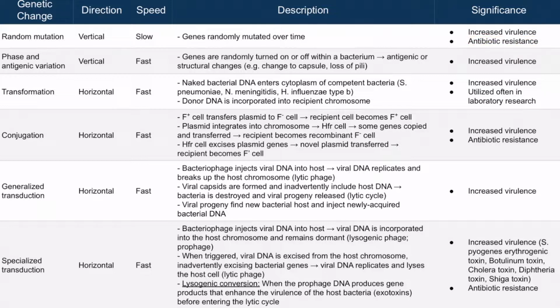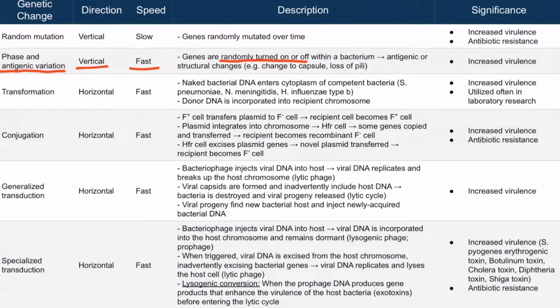Now let's talk about phase and antigenic variation. Just like random mutation, this is a vertical change in that the changes are passed on to progeny. However, unlike random mutation, phase and antigenic variation is very fast. With phase and antigenic variation, genes are not mutated. They are just randomly turned on or off.